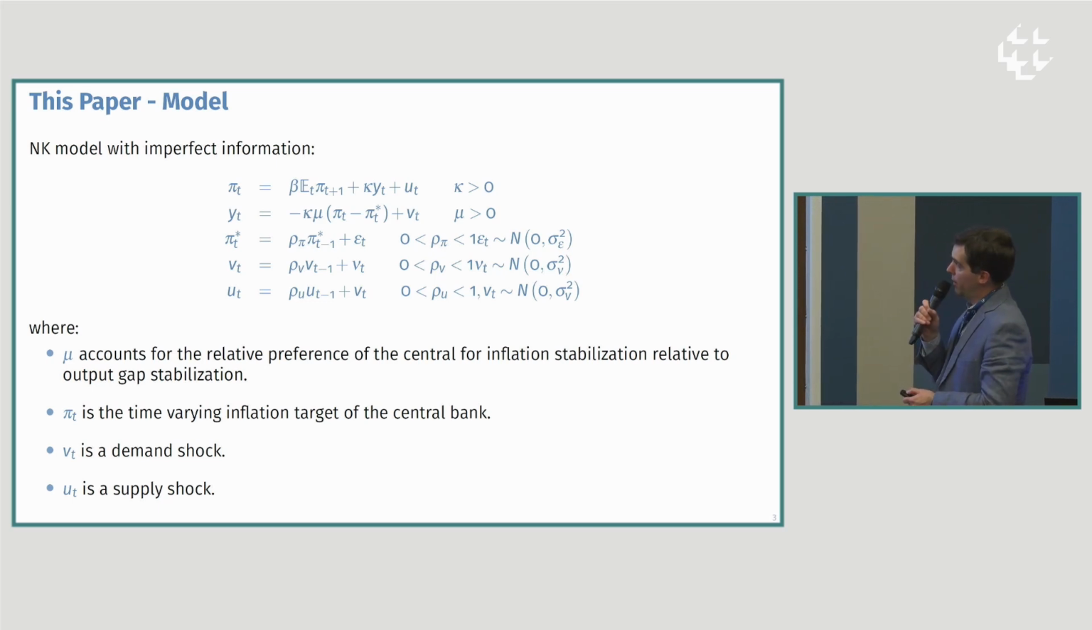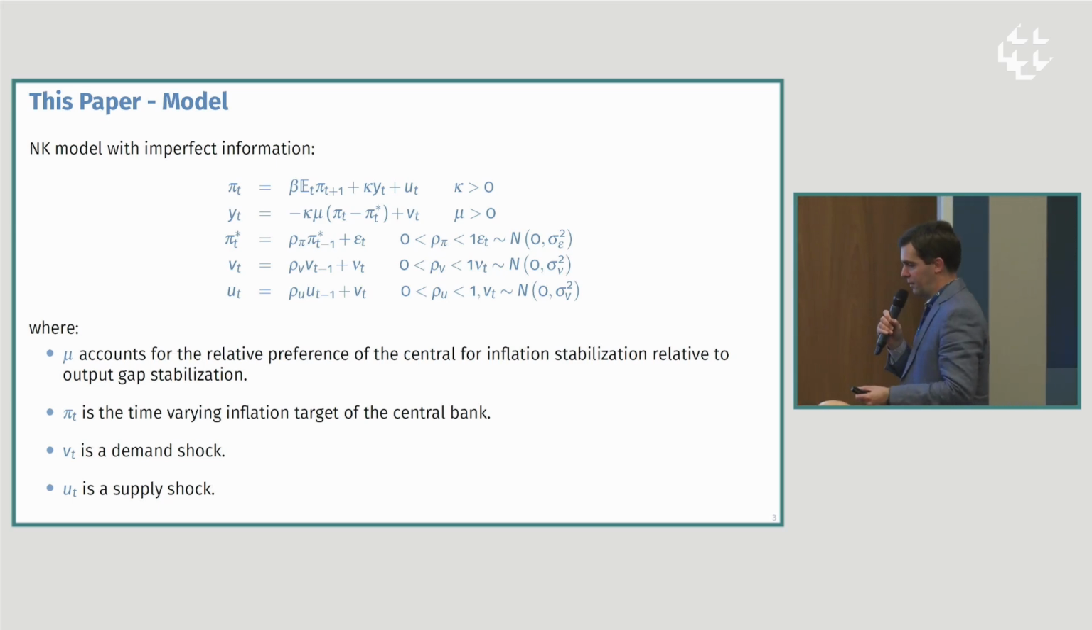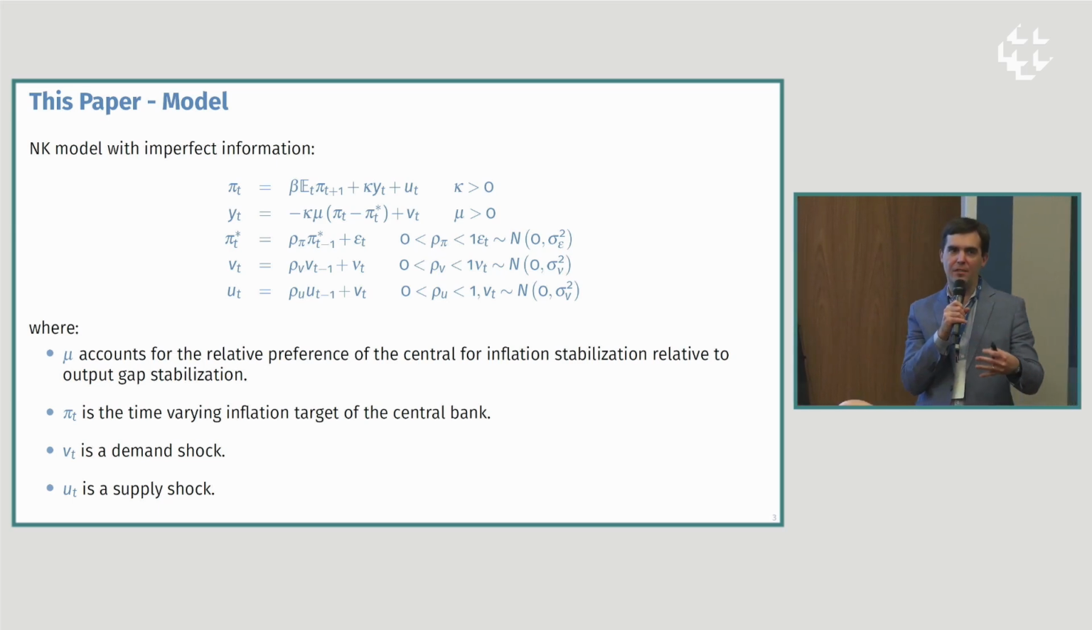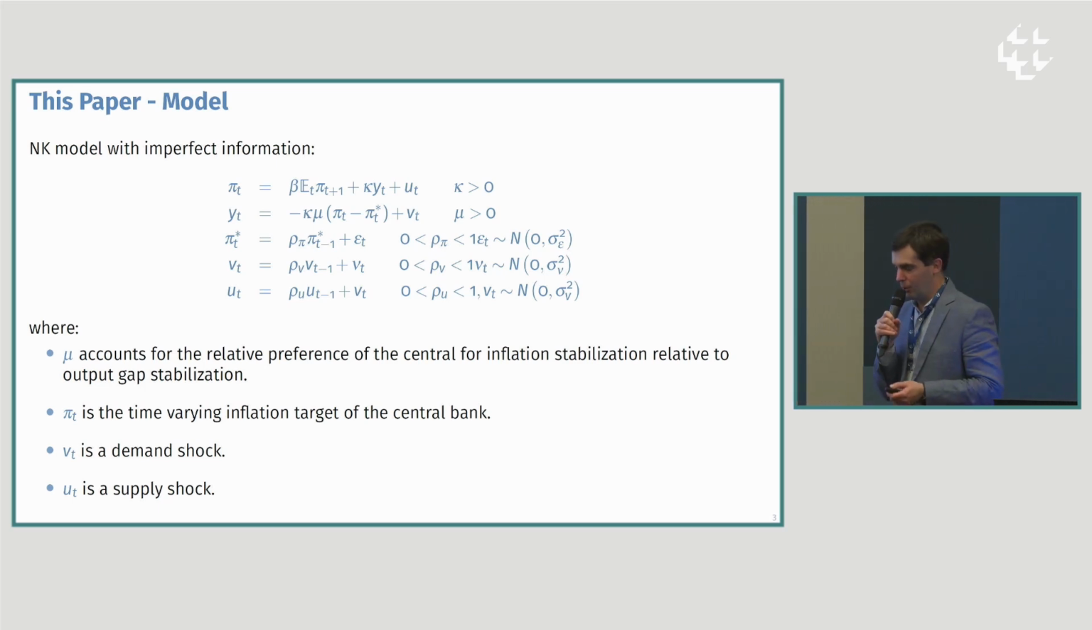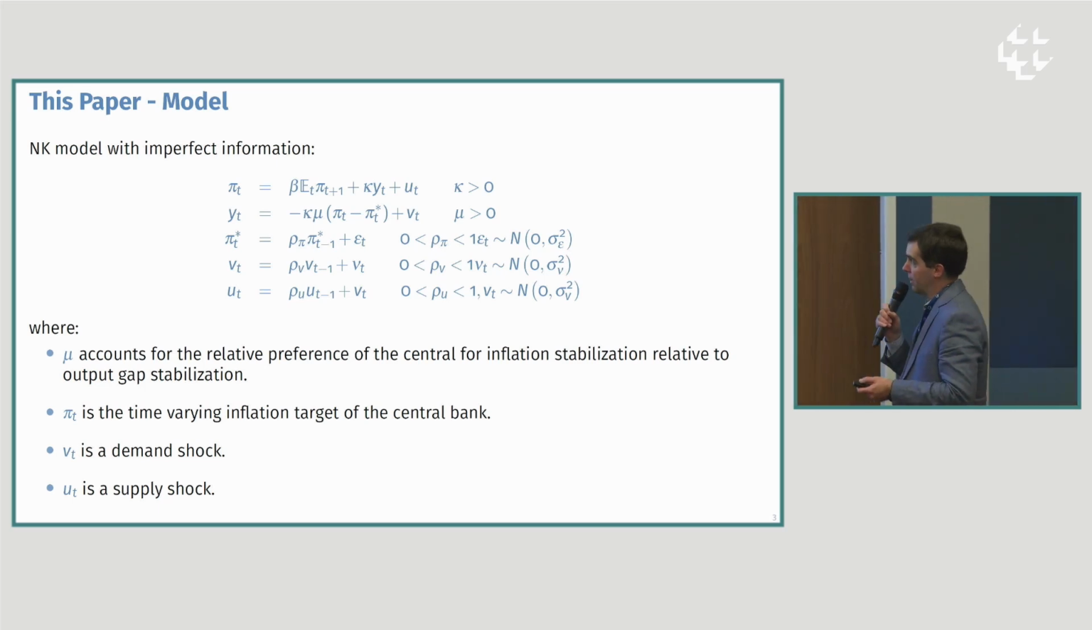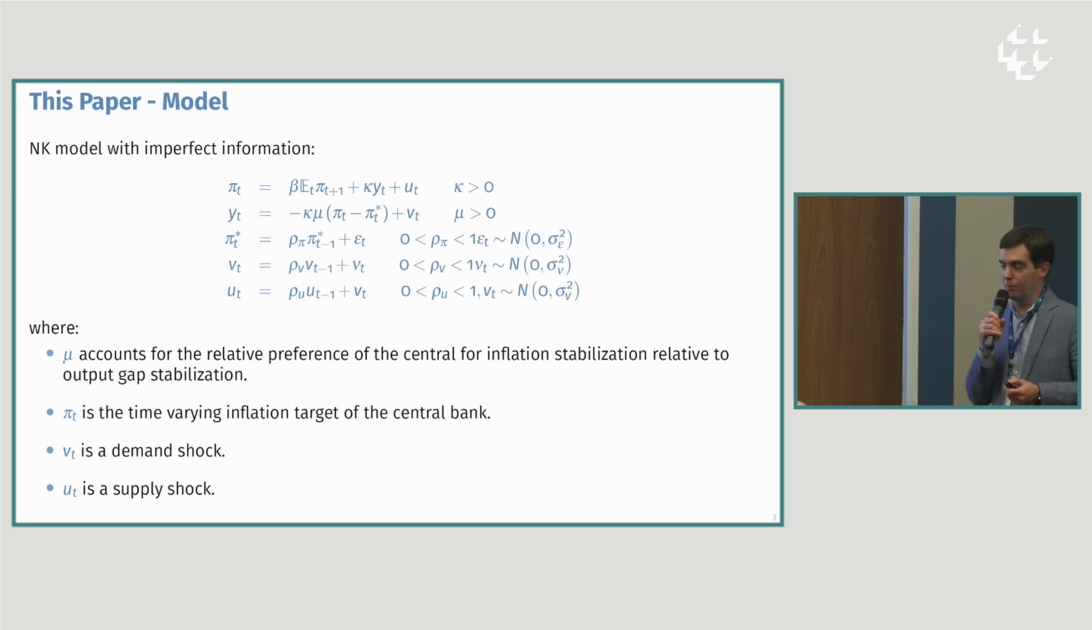And then the other parameter that is important is this mu. This mu basically reflects the importance that the central bank puts on stabilizing inflation relative to stabilizing output. So we can think of this as being derived from combining the IS curve with the monetary policy rule, the Taylor rule.